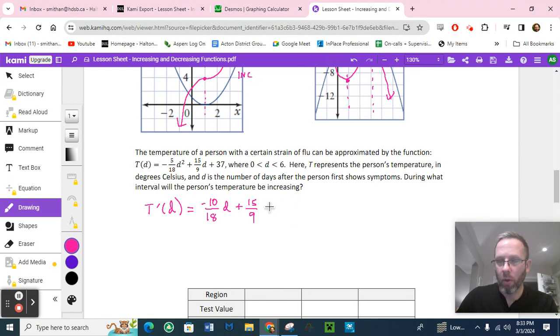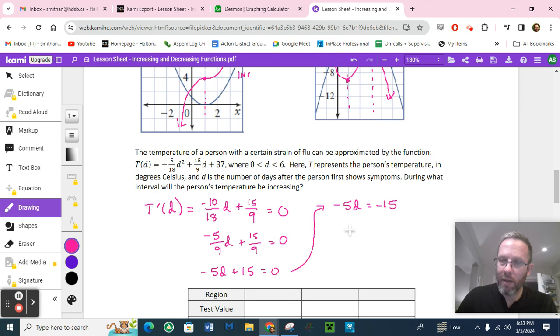And then as before, we're going to find out when that is equal to 0. A lot of ways we can do this. I'm actually just going to simplify negative 10 over 18 to negative 5 over 9, so negative 5 over 9 d plus 15 over 9 equals 0. Time travel back to grade 9. You can clear the fractions out here by multiplying everything by 9. And you get minus 5d plus 15 equals 0. And then we're basically done. I'm going to show a lot of my steps here. Minus 5d equals minus 15. So d equals exactly 3.